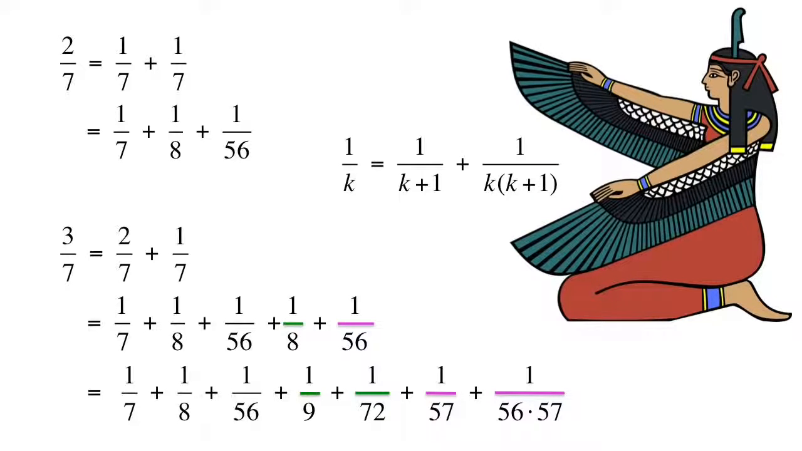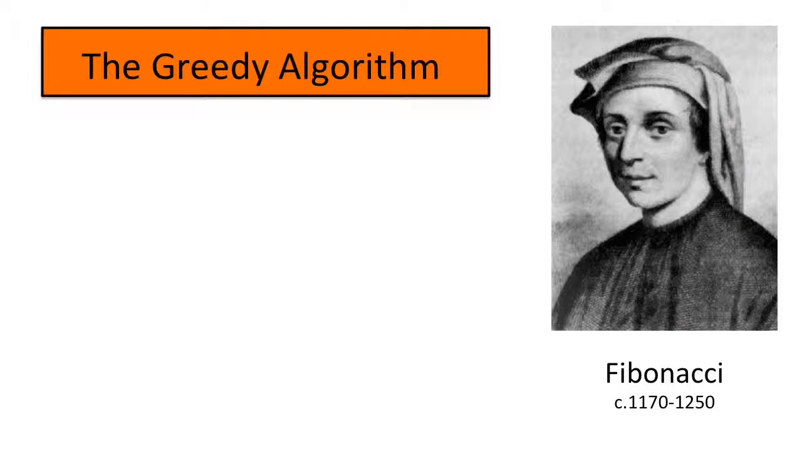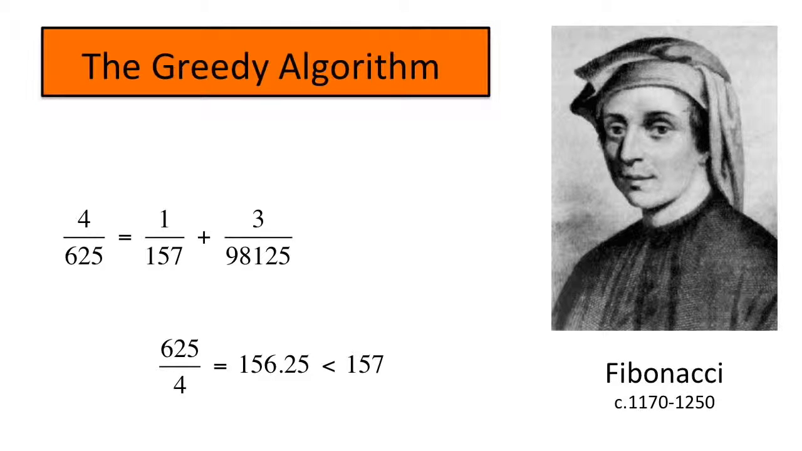Another approach to getting an Egyptian fraction is to use the greedy algorithm due to Fibonacci. The idea is to first subtract the largest possible unit fraction. For example, the largest unit fraction, which is less than 4/625, is 1/157. How did we get 157? Calculate 625 over 4 and round up to get 157.